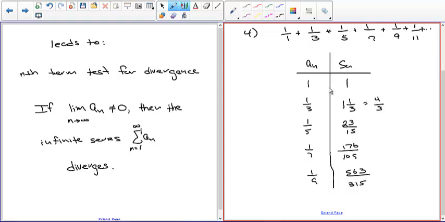Okay. So these are the nth partial sums. First partial sum, second partial sum, etc. The question is, does this approach some number? If this approaches a specific value, then the series converges. If it doesn't, then it diverges. Series diverges. Okay, so that's one.